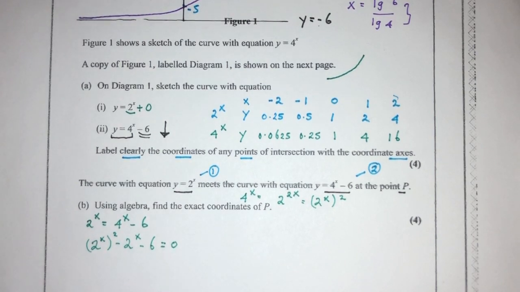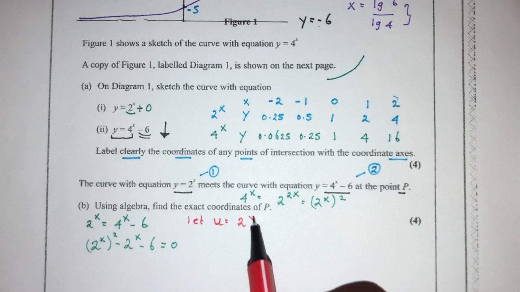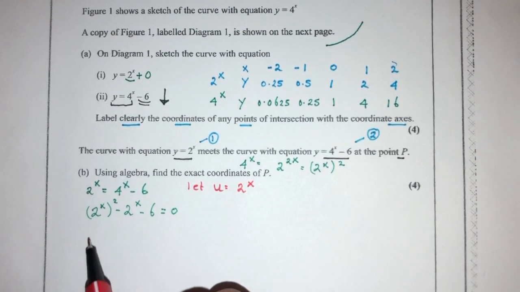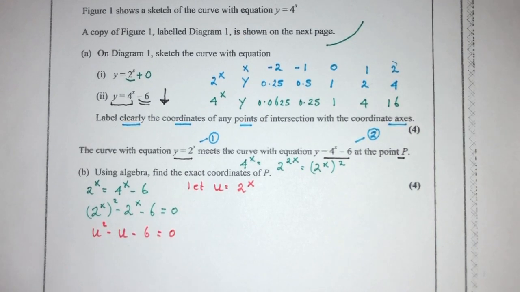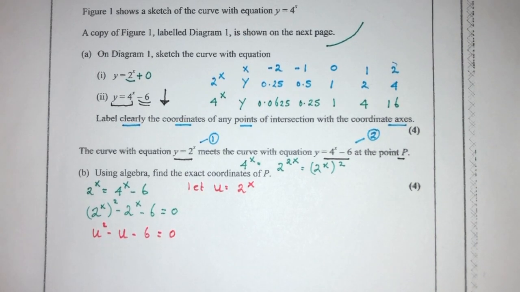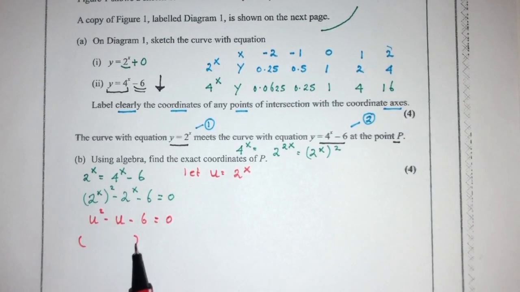Now, if this is hard for you to see the equation that we are dealing with, let's do something. Let u equal 2 power x. Let's see what you have. You will have u squared minus u minus 6. And now what is this equation? You will see this is a simple quadratic equation. We can factorize, right?